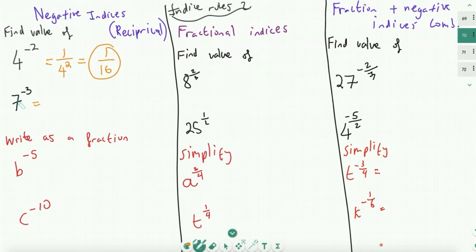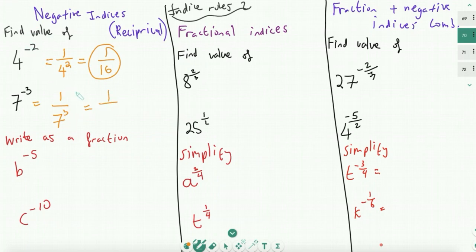Next one, 7 to the power of negative 3. Well, I see a negative indice. We have to find the reciprocal of 7. Well, 7 is 7 over 1. The opposite of 7 over 1 is 1 over 7, and the indice goes at the bottom. So 1 over 7 cubed.